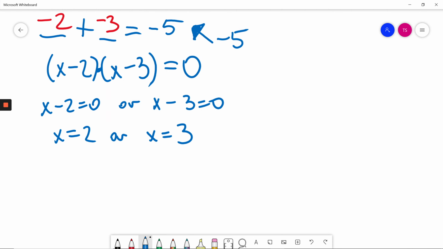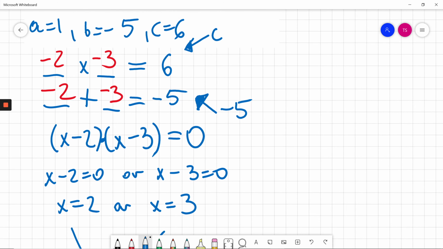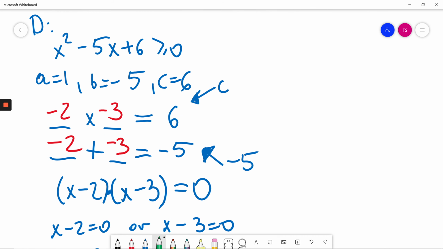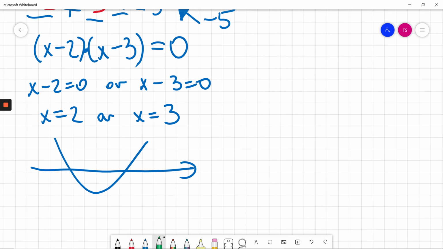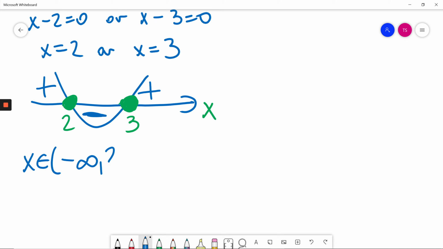Now I will solve the inequality. The graph of this function will be a parabola with arms up because coefficient a is positive. So this looks like that. It was more or equal, so I will shade those circles. This is 2, this is 3, x. So the answer for this inequality: more than 0 is here, and this is less than 0. So the answer is x belongs to from minus infinity to 2 and from 3 to plus infinity.